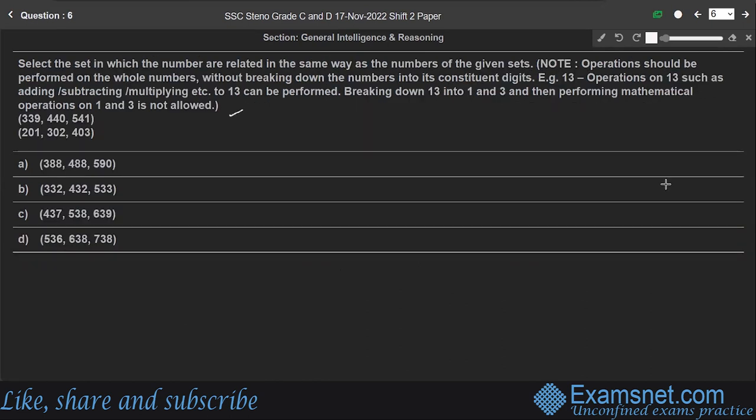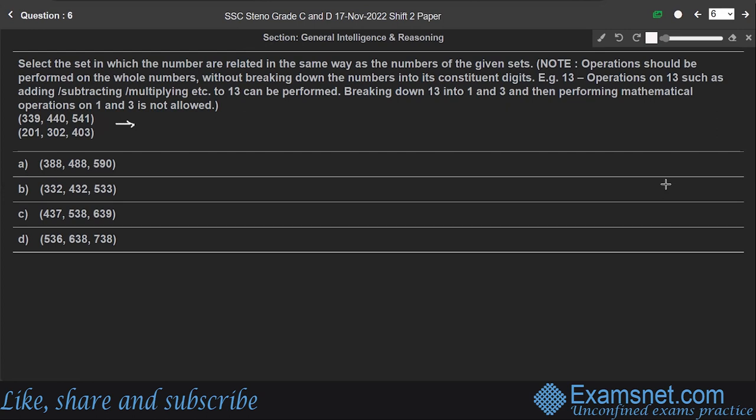Question number 6. Select the set in which the numbers are related in the same way as the numbers of the given sets. As in the previous questions, here also the operation should be performed on the whole numbers. You should not break down the number into its constituent digits.